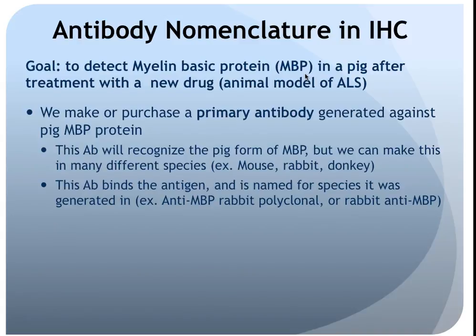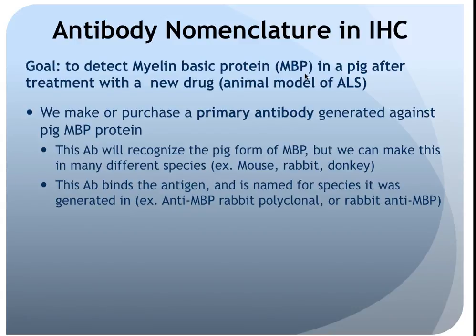The first thing we're going to do is either generate on our own, by injecting animals and all these things, or purchase a primary antibody made against the myelin basic protein in the pig. That species' myelin basic protein is the one we want to detect, because remember, our model's in the pig. Most people will purchase the antibody. There are custom labs that make these. It's a very expensive and long, arduous process to make your own antibody. I've done this before, and it's not fun. Most people would much rather purchase them for a few hundred dollars.